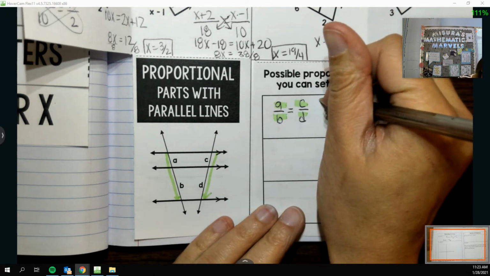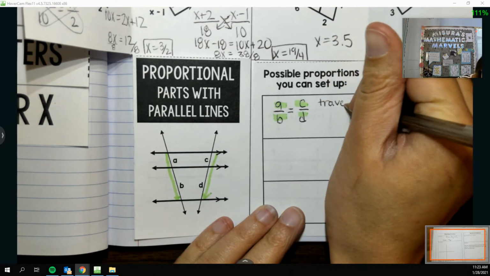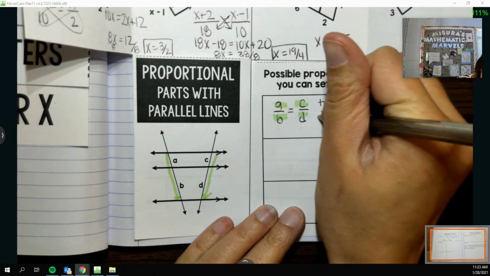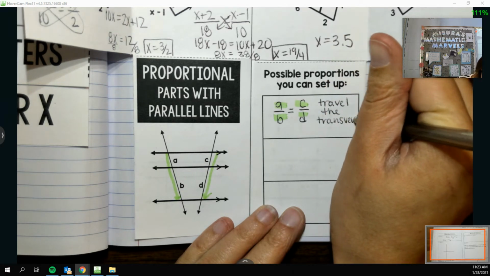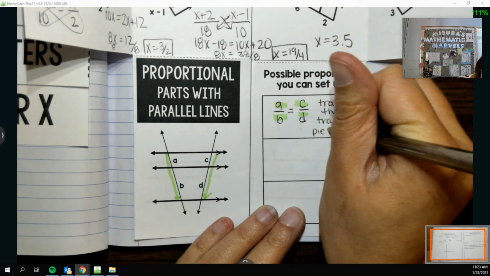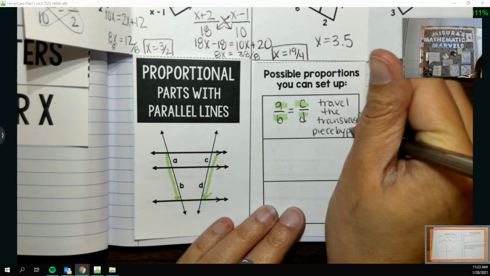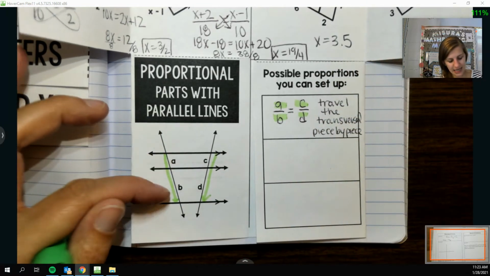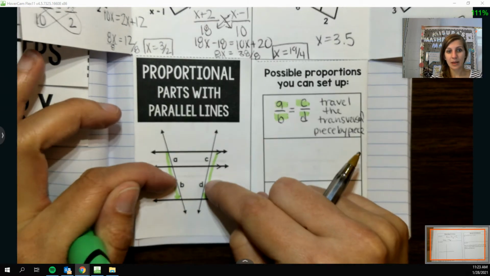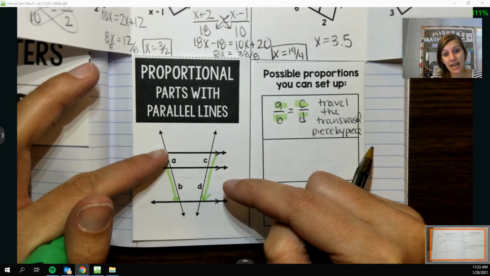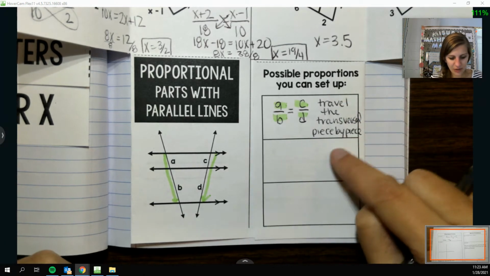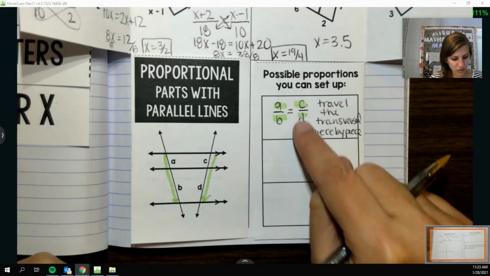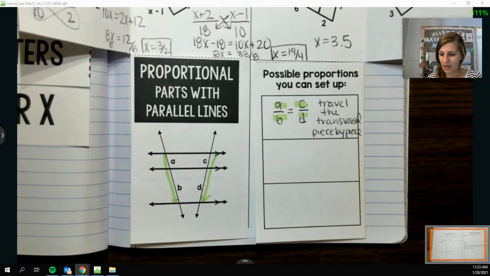So travel the transversal piece by piece. Like A to B, C to D, we went in the same direction. You could also go like B to A, D to C, going up the transversal. So just travel the transversal piece by piece, each piece of the line.